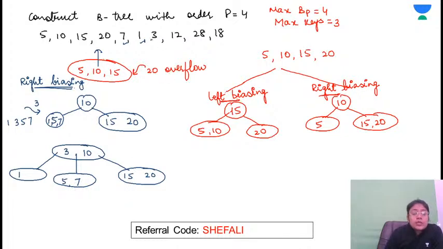So 3 is also inserted, take 12. 12 will go where? Compare it with the root node. It's greater than 10, so go to the right side. So 12 will be added where? Between these? No, it should be added before. It becomes 12, 15 and 20.